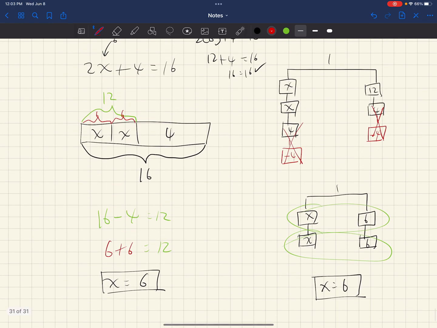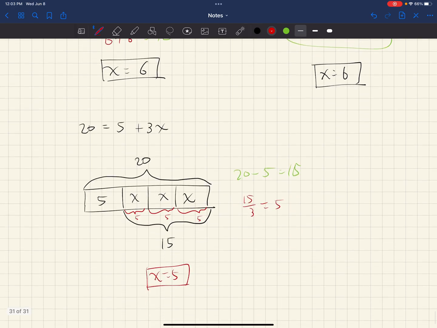And even if we look at this one, 6 plus 6 plus 4 is 16. Right? 12 plus 4 is equal to 16, so it all checks out.